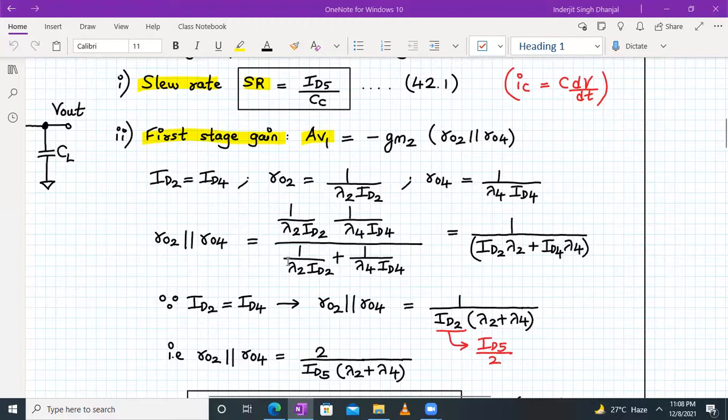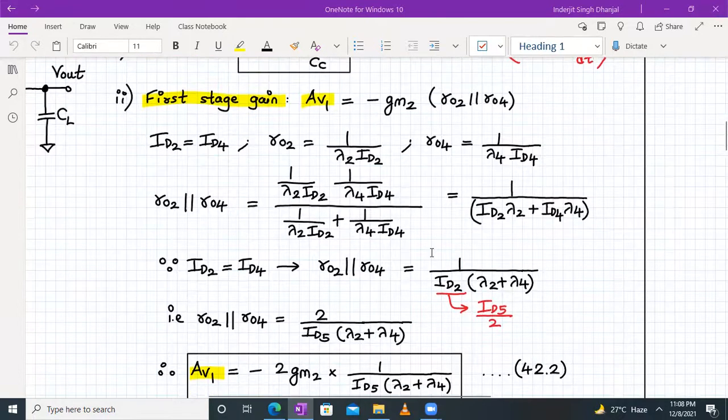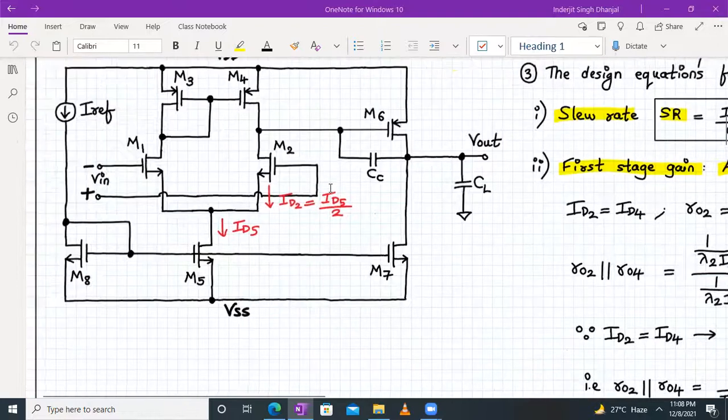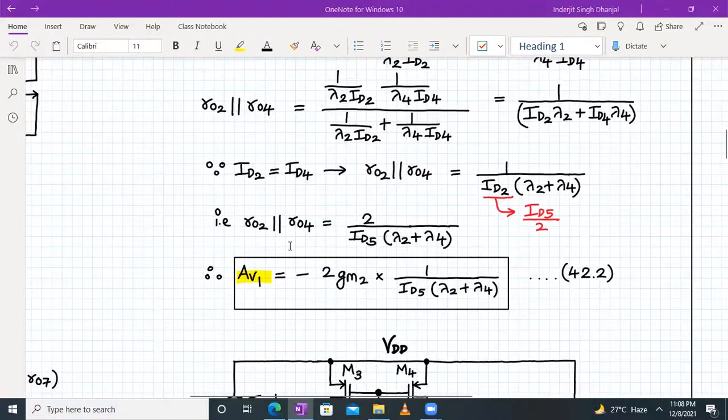If you solve this, you will get ro2 parallel to ro4 equal to 1 upon ID2 lambda2 plus ID4 lambda4. Now, since ID2 and ID4 are equal, that can be denoted as ID2 itself. So ro2 parallel to ro4 will be 1 upon ID2 into lambda2 plus lambda4. But what will be ID2? ID2 value will be ID5 divided by 2. So we can substitute over here and we'll get ro2 parallel to ro4 as 2 divided by ID5 into lambda2 plus lambda4. So that's the modified equation.